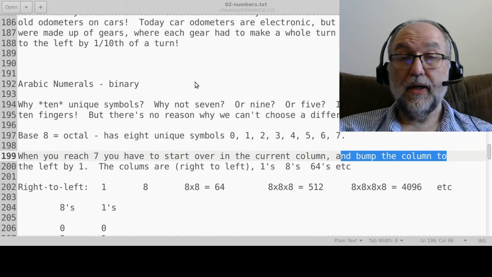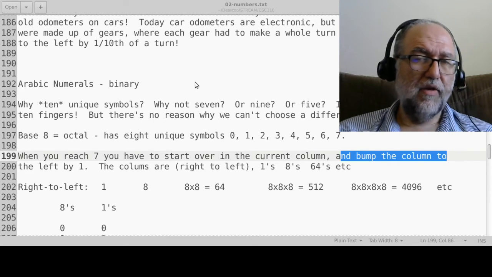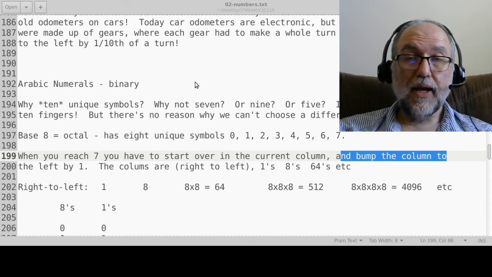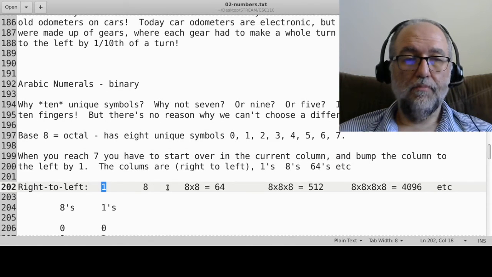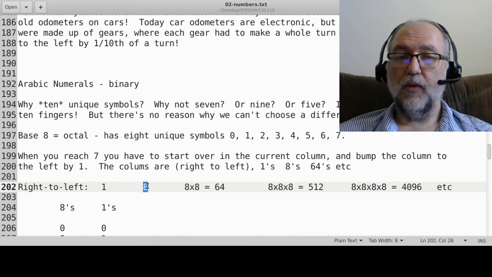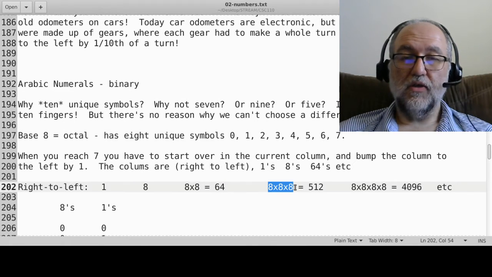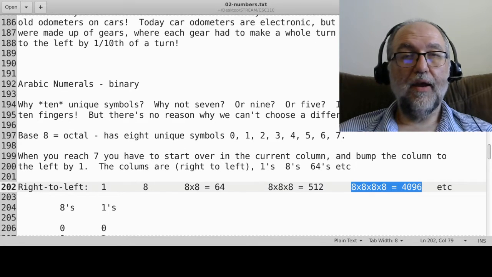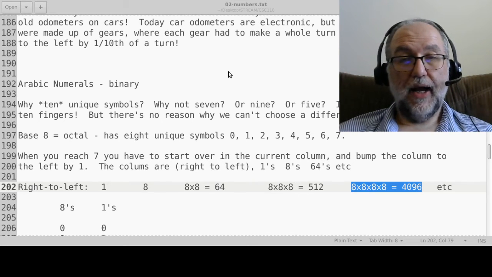But the octal system is used in computers. Once you get to 7, that column has to cycle back to 0, and then you bump up the next column. That means these columns are in cycles of 8. The first column is the ones column. The next column gets bumped every 8, so it's cycles of 8. The next column is 8 cycles of 8, which would be 64. The next column is 8 cycles of 8 cycles of 8, which is 512. And then the next one would be 8 cycles of 8 cycles of 8 cycles of 8, which would be 4,096.